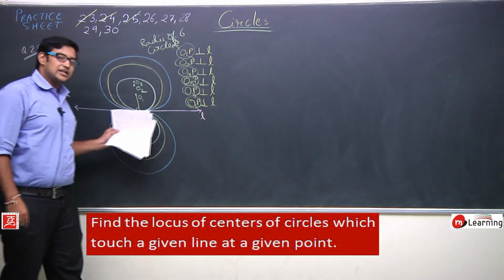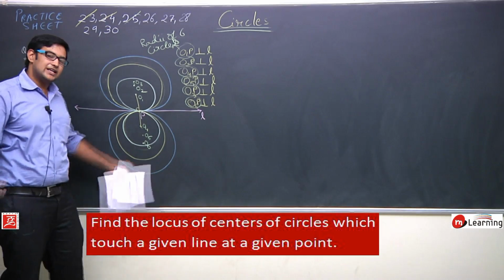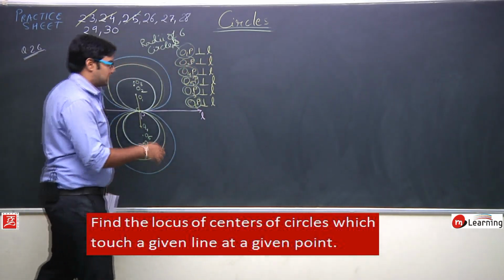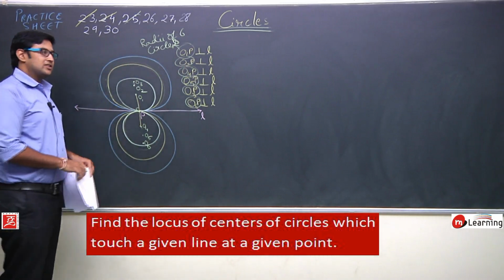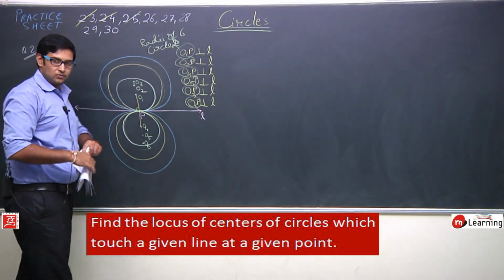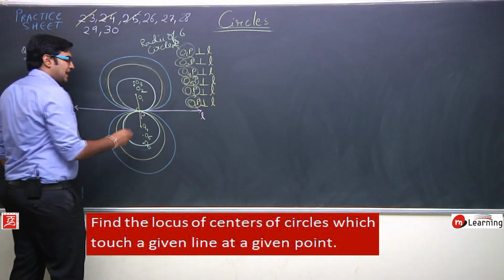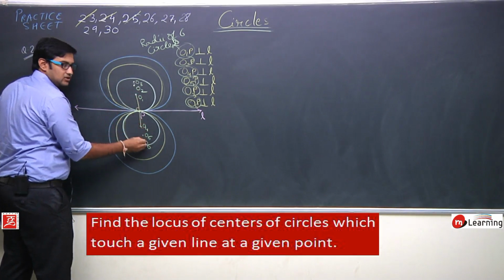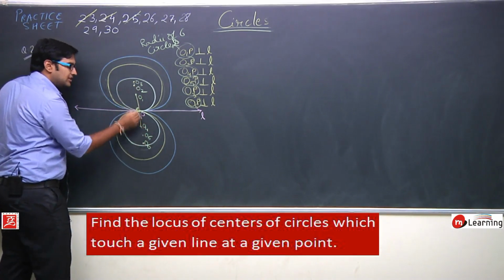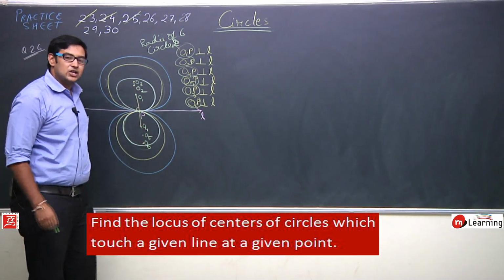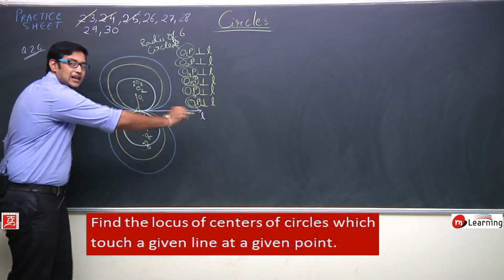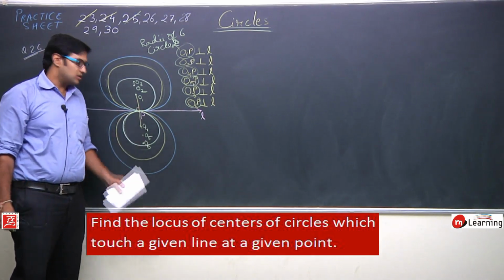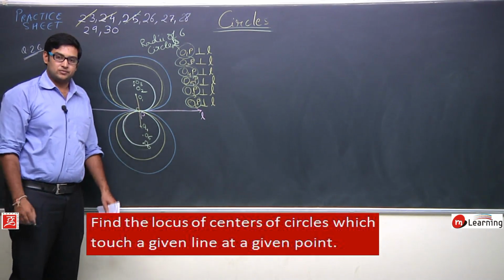Now can I draw more circles at this particular point? Yes, I can draw infinite circles which are passing through this P point. Okay, I have drawn 6 circles only till now. Now you can see that at this particular point, the lines drawn from all these 6 centers are perpendicular to this line L at a single point, this P point.